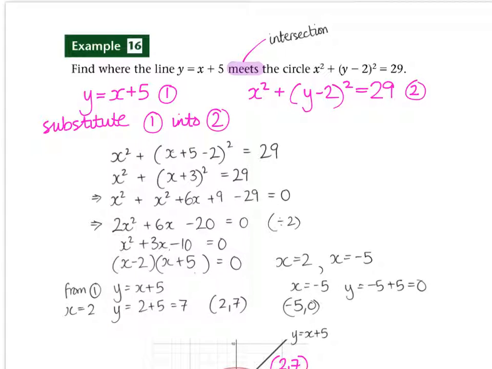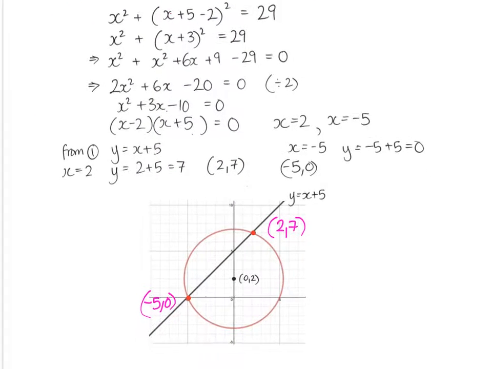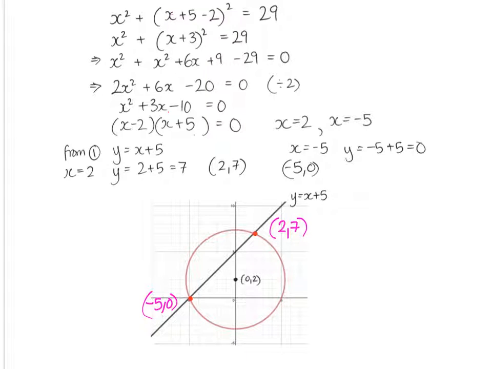And if we look at the diagram, we can see there the 2 points of intersection, minus 5, 0 and 2, 7. This is what comes into play with the discriminant, because if you think about it, if you've got a circle, as we've got here, we've got 2 points of intersection, so the discriminant would be greater than 0.